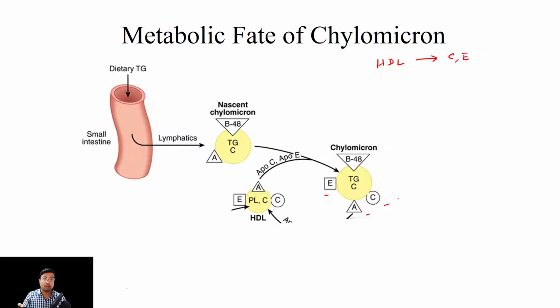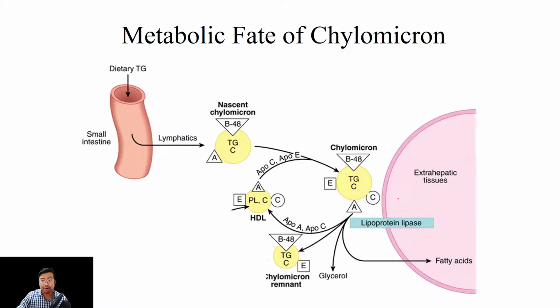Now this chylomicron reaches extrahepatic tissues and is acted upon by lipoprotein lipase, which breaks down the triglyceride content which is inside the core. Okay, you can see the volume, the size of the circle has reduced, because why? The amount of triglyceride is reduced as it is acted upon by lipoprotein lipase. What does this lipase do? It converts the TG into fatty acids and glycerol.